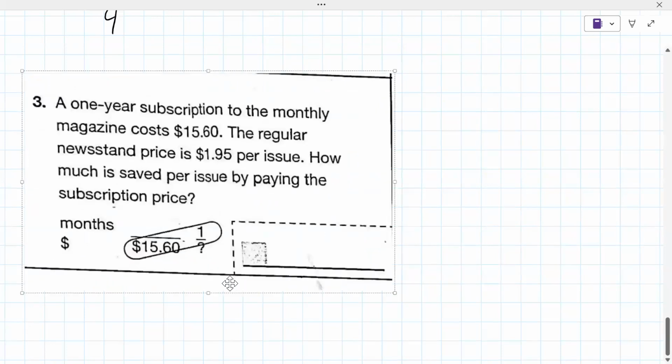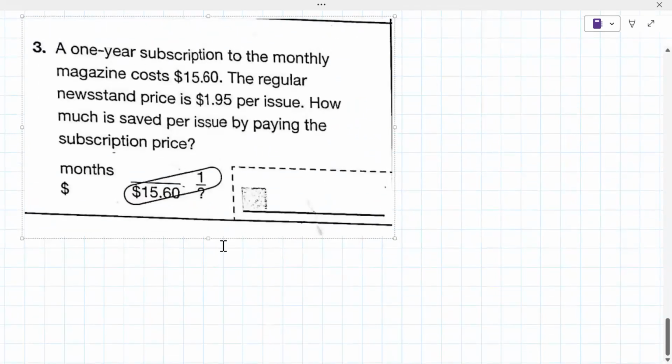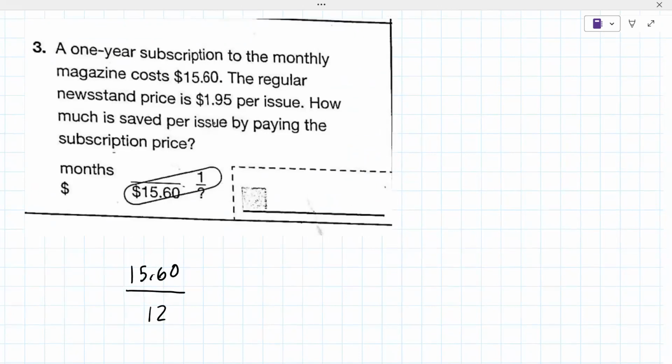All right, a 1-year subscription to the monthly magazine costs $15.60. The regular newsstand price is $1.95 per issue. How much is saved per issue by paying the subscription price? All right, so you have to take $15.60 and divide it by 12 because there are 12 months in a year. So could you divide that for us, please?